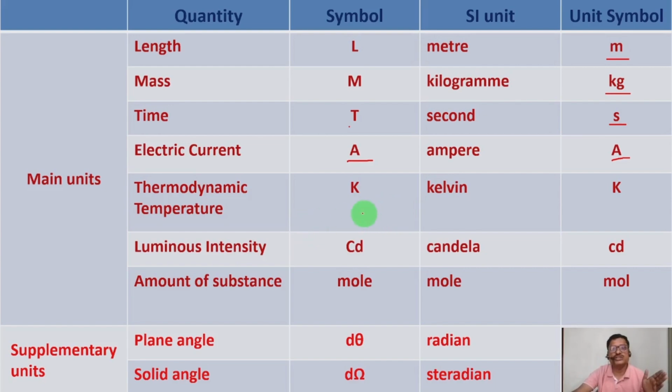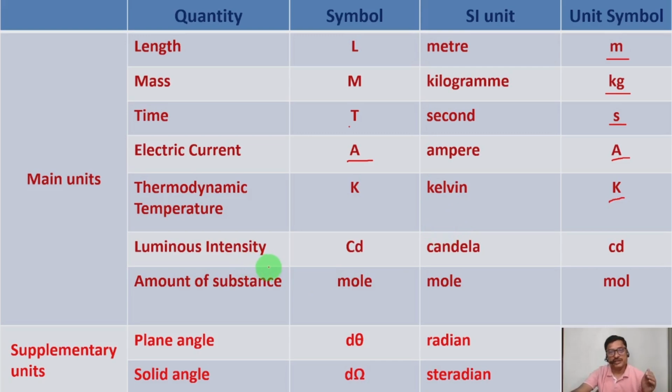The temperature, whose quantity symbol is K, has SI unit Kelvin, and the unit symbol is K. Here, we have to know that Kelvin is the SI unit of measurement of temperature, and the other scales, degree Celsius and degree Fahrenheit, also have a conversion relation with Kelvin, and by that it can be converted. I am going to discuss that later.